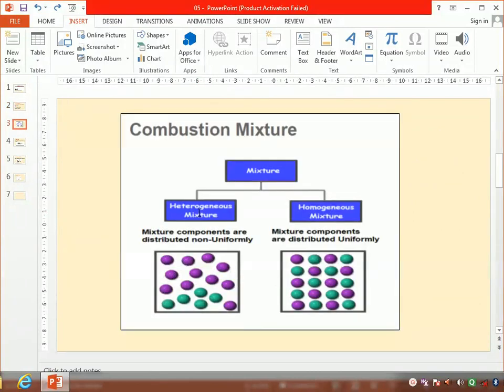Here you can observe the combustion mixture: a heterogeneous mixture is used for CI engine, and a homogeneous mixture for carburetor engine. Nowadays the carburetor is also replaced by the injection system in case of SI engine. Getting? But here we have to discuss by considering the carburetor engine, with the mixture being homogeneous.